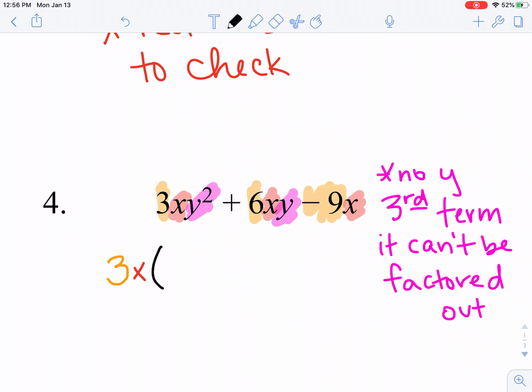So if I divide that 3xy squared by 3x, then we're just left with y squared. And then we have that 6xy. If we divide it by 3x, or take a 3x out, that 6 divided by 3 is 2, and x divided by x is 1, so we don't write it, and then we're left with that y. And then our negative 9 divided by 3, we're left with a negative 3, and x divided by x is 1, so we're just going to leave it like that. So our answer here is 3x times y squared plus 2y minus 3.